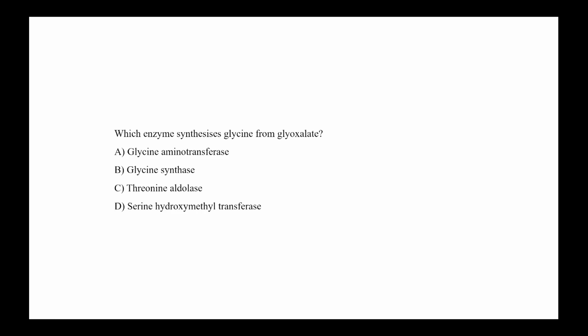Let's see the next question now. Which enzyme synthesizes glycine from glyoxylate? Option A, glycine aminotransferase. Option B, glycine synthase. Option C, threonine aldolase. And option D, serine hydroxymethyl transferase.